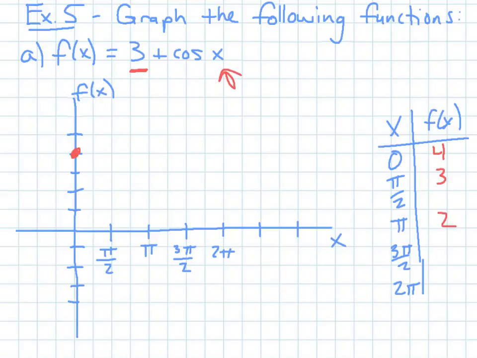Let me move that down. And then 3 pi over 2 plugged into cosine gives you 0 as well. So 0 plus 3 is 3. And then cosine of 2 pi is 1 again, plus 3 is 4. So then our graph will look something like this. That's one complete period or oscillation of cosine, but we've shifted the graph up 3 values for each y value.